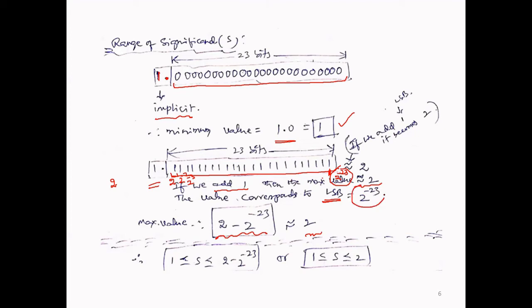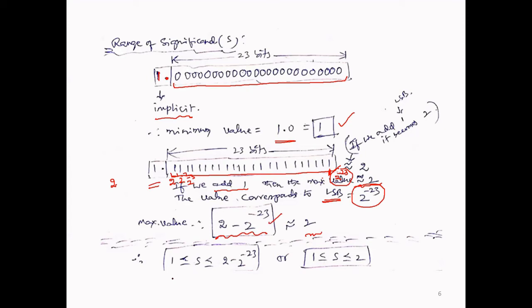Here the LSB is 2 power minus 23, because 23 bits are there. If you go 2 power minus 1, 2 power minus 2, 2 power minus 3, like that, up to 2 power minus 23. If you subtract 2 power minus 23 from 2, you will get all ones. Vice versa, the maximum value, that is all ones, is nothing but 2 minus 2 power minus 23.